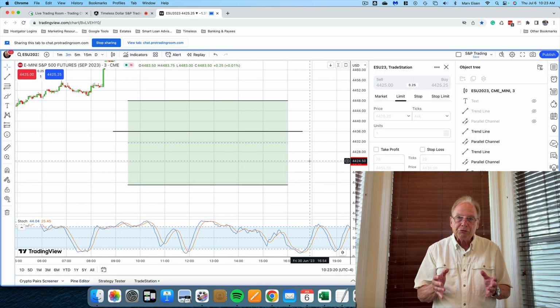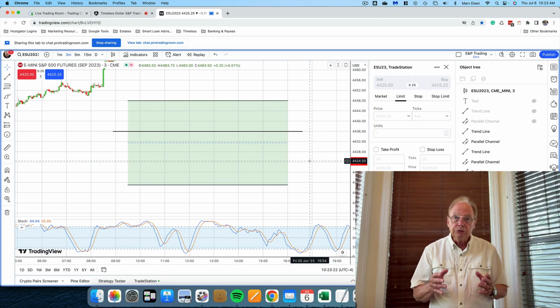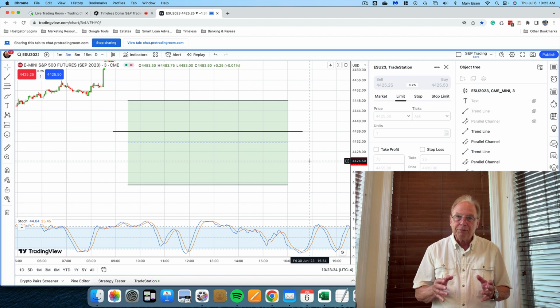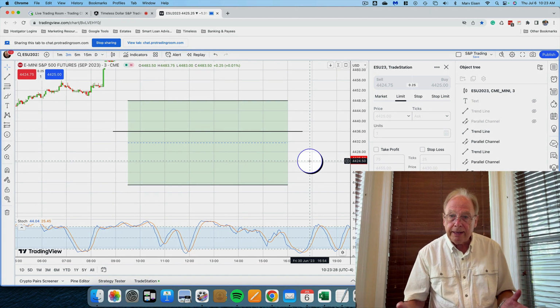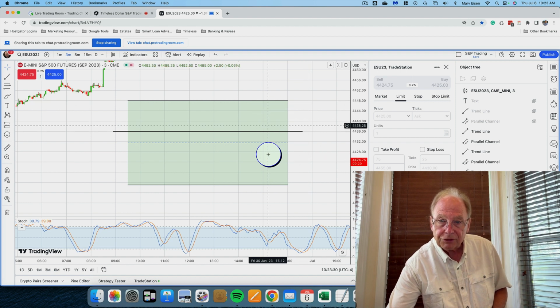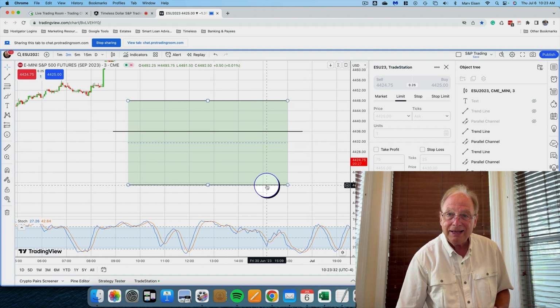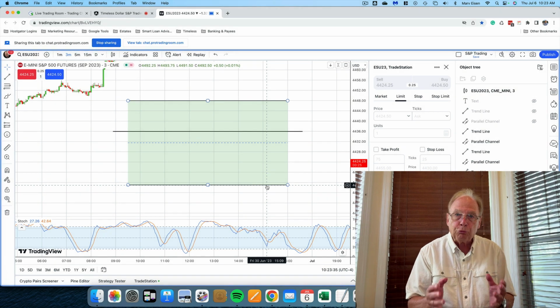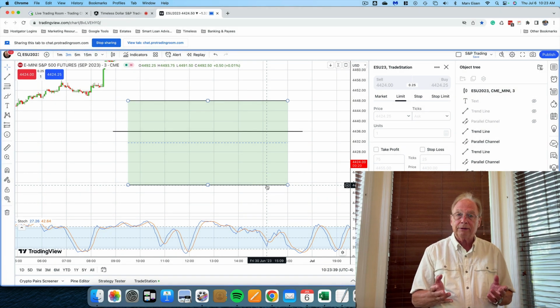Okay, so this is my chart setup for Friday, June 30th, the day before the July 4th holiday weekend. And my trading zone, as you can see, is 44.48 at resistance, 44.16 at support, okay? That's where the market is calculated to trade, is forecast to trade according to Taylor.